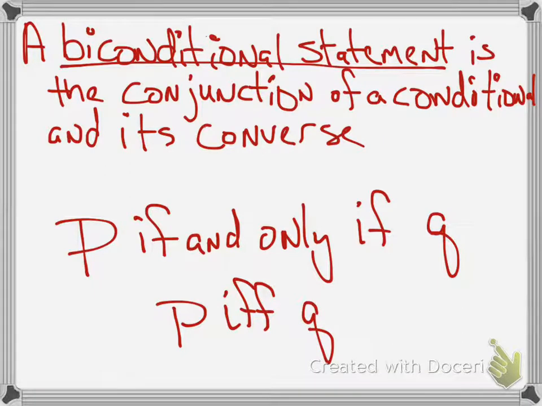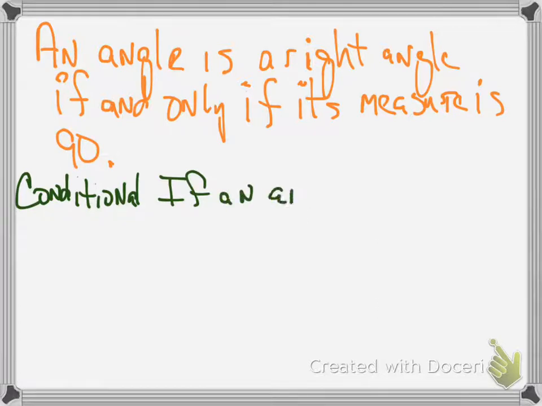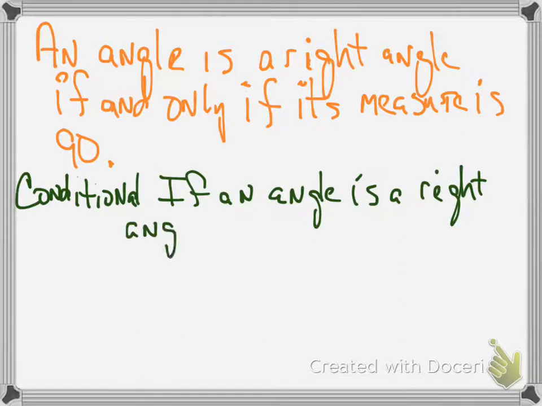So keep in mind, we can have what's called a biconditional statement. For example, an angle is a right angle if and only if its measure is 90 degrees. So here's how this works. I am saying here that I have a conditional statement, and that conditional statement is saying if an angle is a right angle, then its measure is 90 degrees.